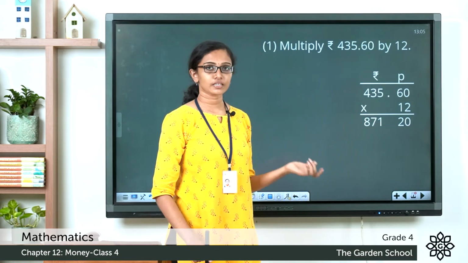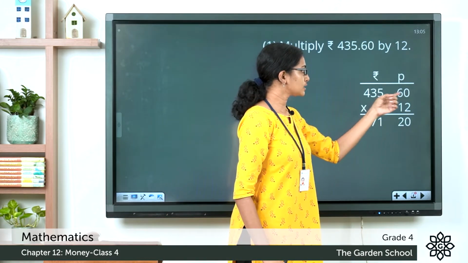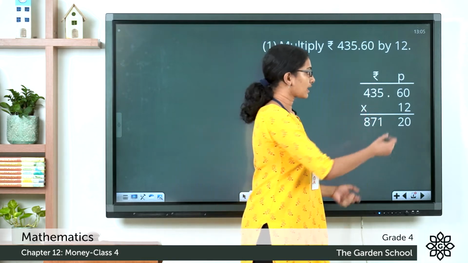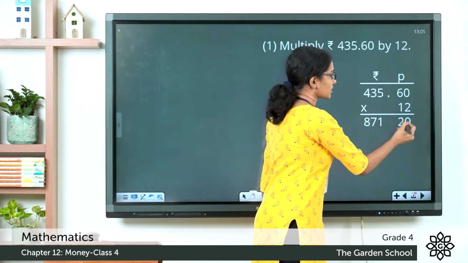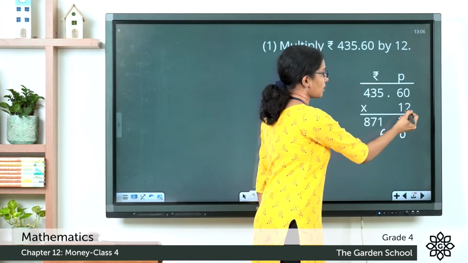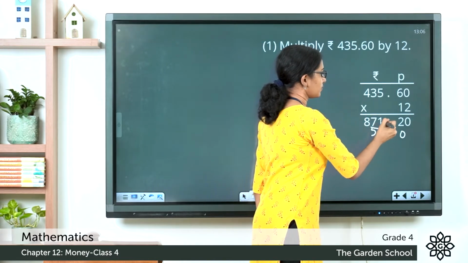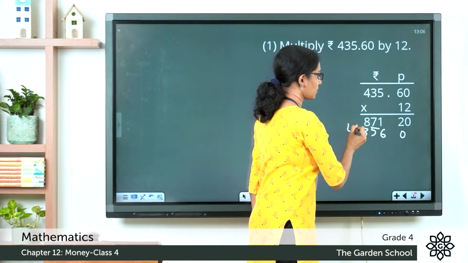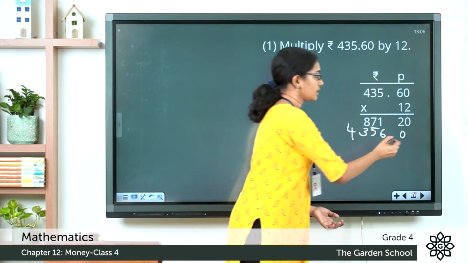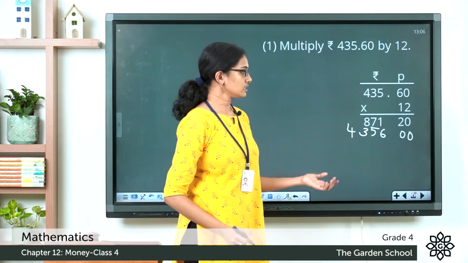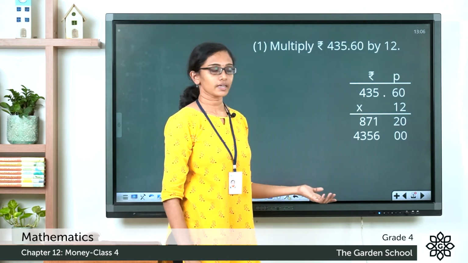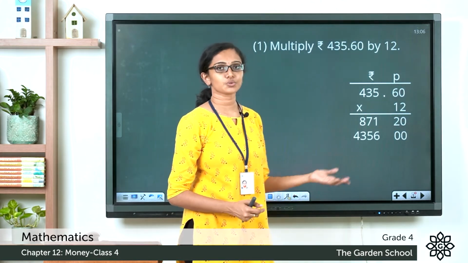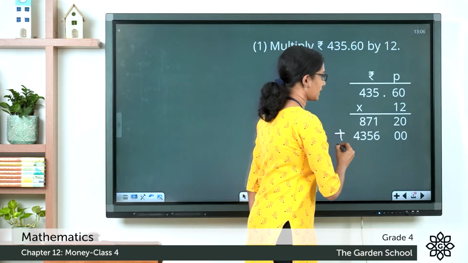Now, the next step is to multiply this 1 with each of these digits here. So, let's do that. 1 into 0, 0. 1 into 6, 6. 1 into 5, 5. 1 into 3, 3. 1 into 4, 4. So, here putting a 0 to correct the places. Now, we got the two products. Now, the next step is to add these two products. So, let's do the addition.